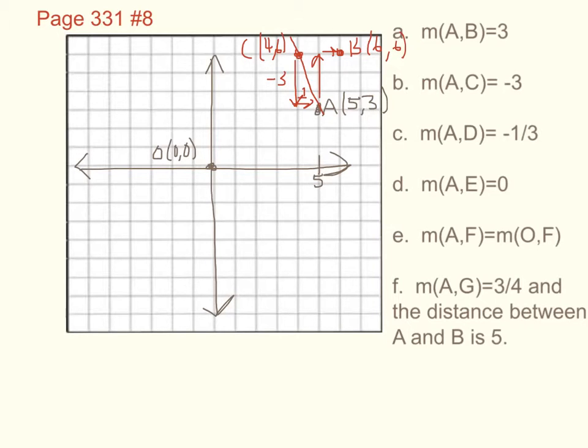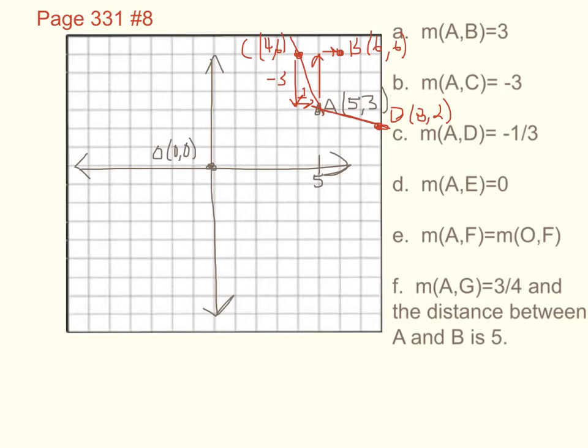In part C, we want to put the point D so that the slope of the line between A and D is negative 1/3. If we put D over here, now D would be at the point (8, 2). Our slope would be negative 1/3 because our rise is negative 1 and our run is 3 for this line right here.